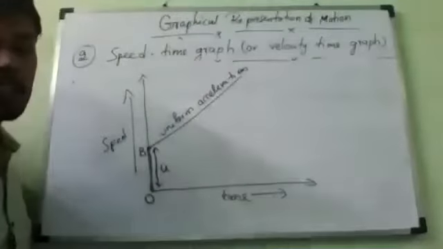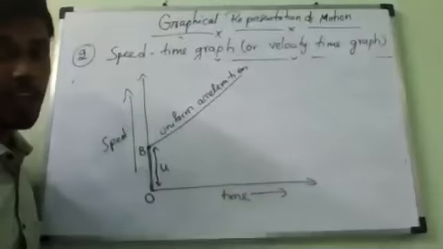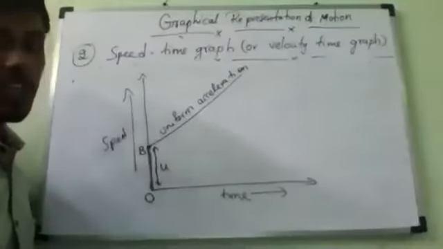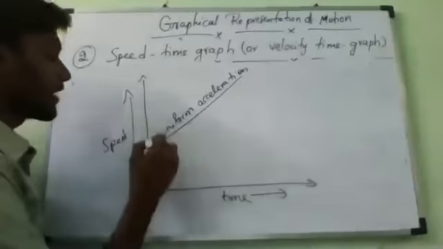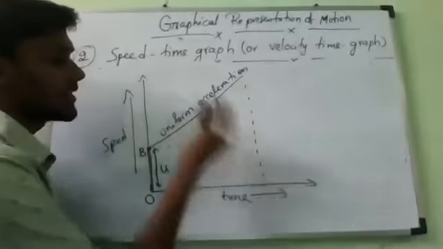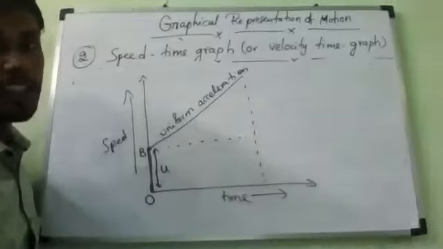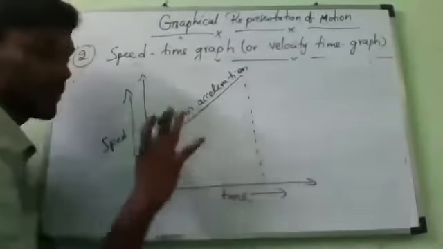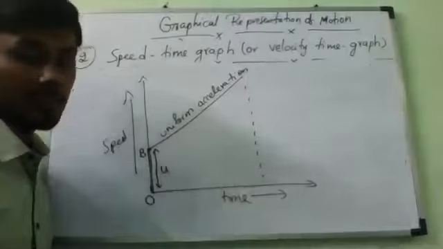Now you should find acceleration. How can you find it? Not a problem, we can find the slope of this line, so we can find the acceleration. But how to find the distance traveled here? Acceleration, no problem, you leave it. How to find the distance here?